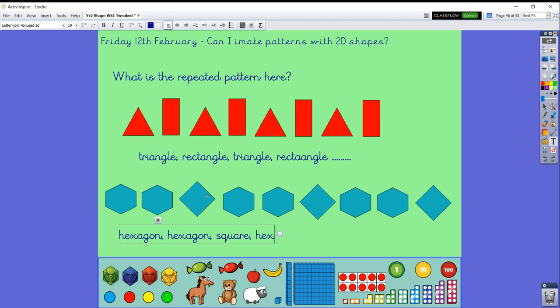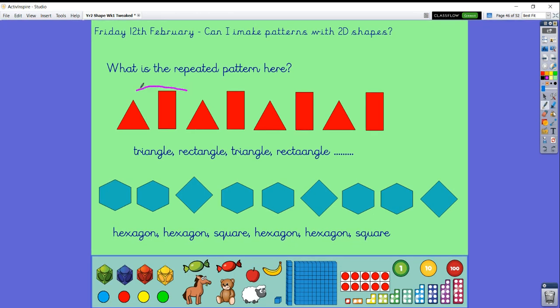So I've got hexagon, hexagon, square. So our repeating pattern is hexagon, hexagon, square. So let's just circle the chunk that is repeated. Go. So this first one has got 2 parts to it that we repeat, and this one has got 3 parts to it that we repeat.